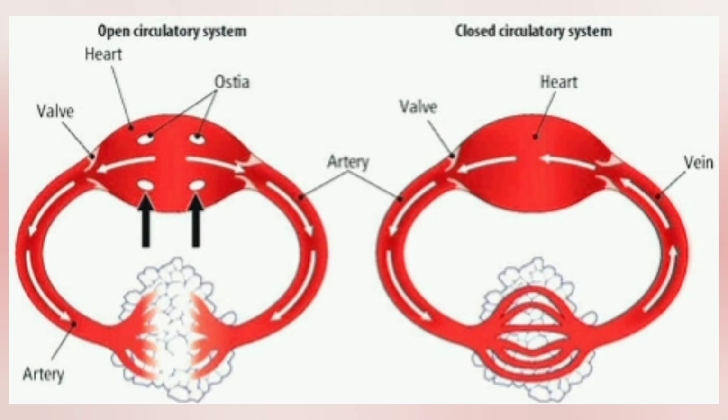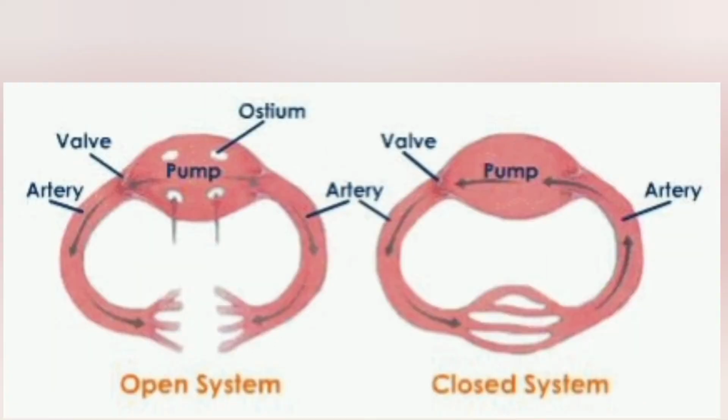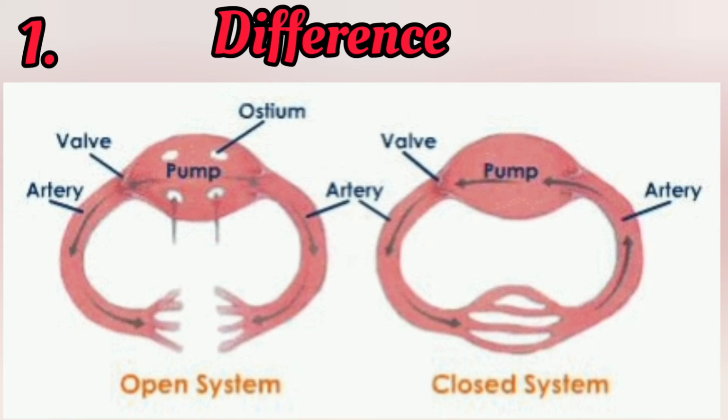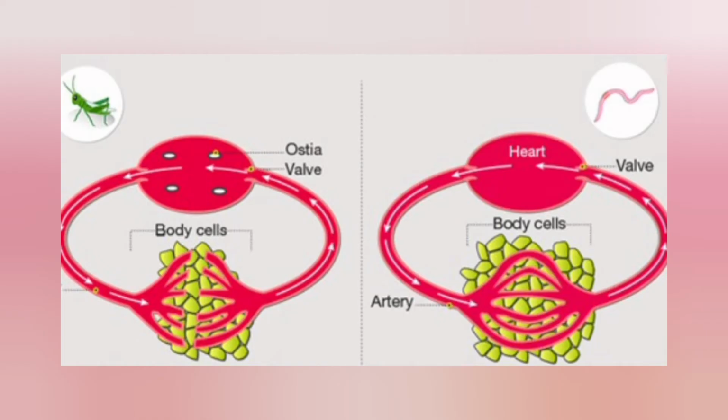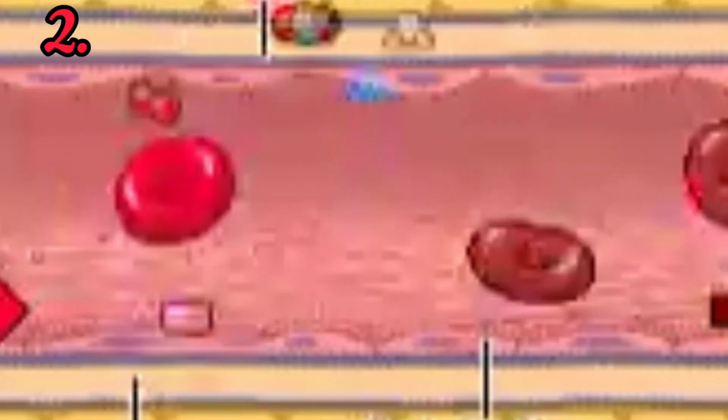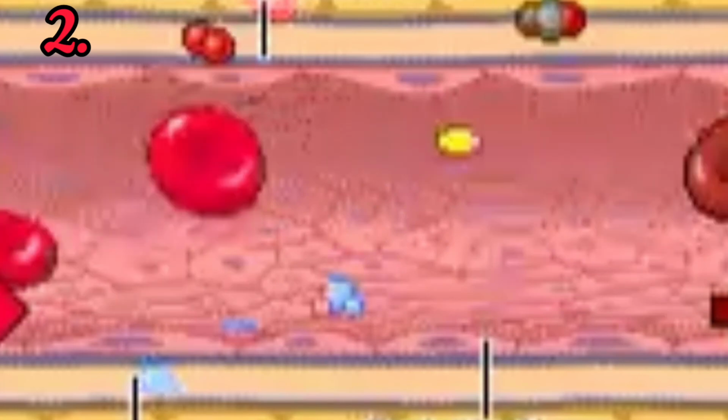Here we must list some differences between the two types of circulatory pathways. In the open type of circulatory pathway, as I told you, the blood is pumped by the heart into the tissue spaces called sinuses, whereas in the closed type, the blood is pumped by the heart into closed blood vessels. Now, in the open type, blood is in direct contact with the tissue cells, while in the closed type, blood does not come in contact with the tissue cells.